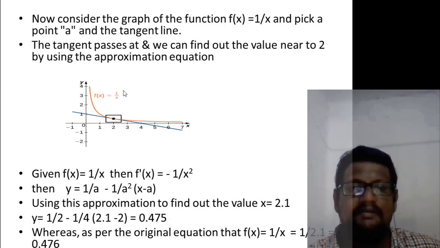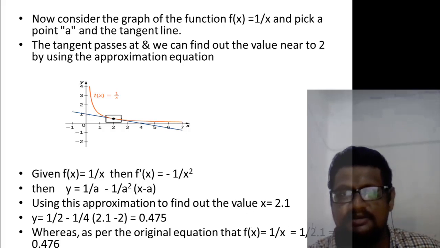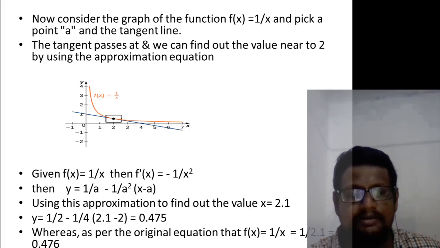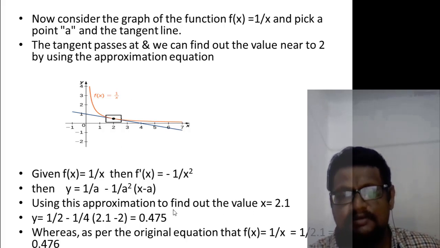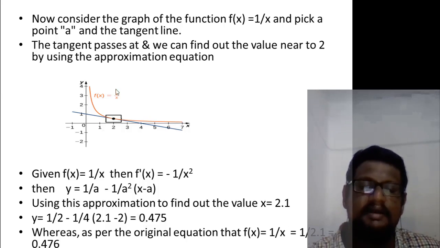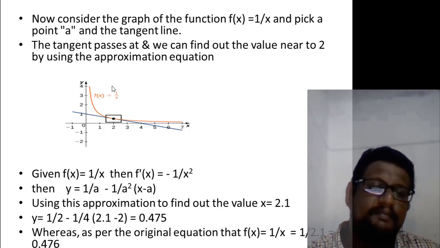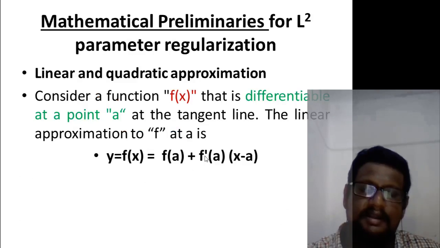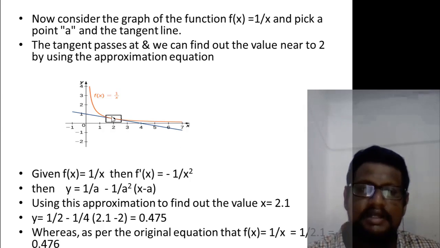Whereas what is the actual value? The actual function being 1 by x, if you want to find it at 2.1, 1 by 2.1 will be equal to 0.476. So we have almost approximated. What is the use of this? Here the function is very simple. We may be dealing in mathematics with very complex functions where we can have a very simple formula like this for a linear approximation, only close to the tangential point.